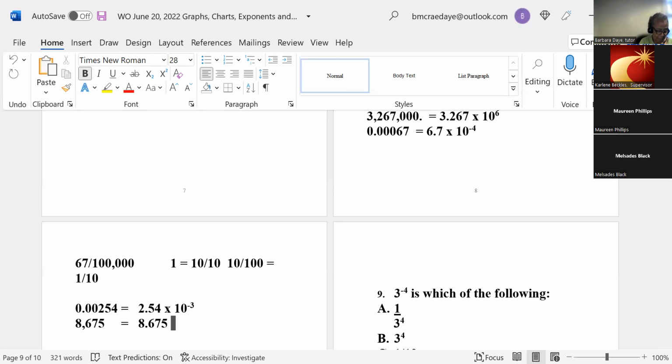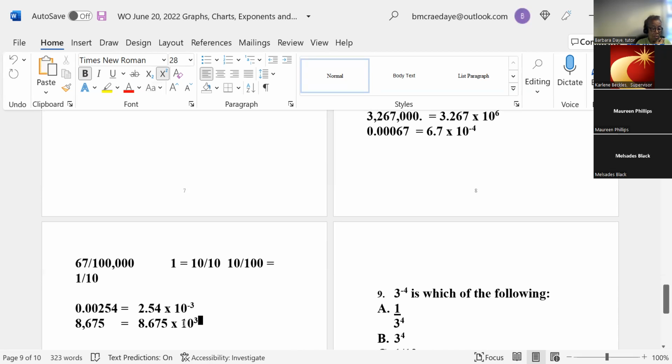Okay. Times, always times base 10. How many places did you move it? 3. You moved it 3 places because you were here. So you move 1, 2, 3. Okay, so this will be what? Positive power, because you moved it to the left. Excuse me, sorry. That would be 3.